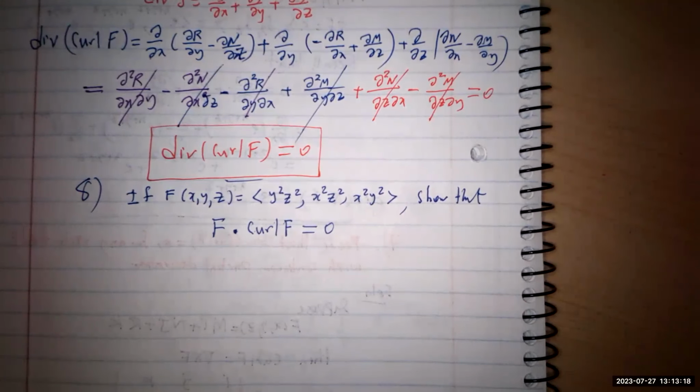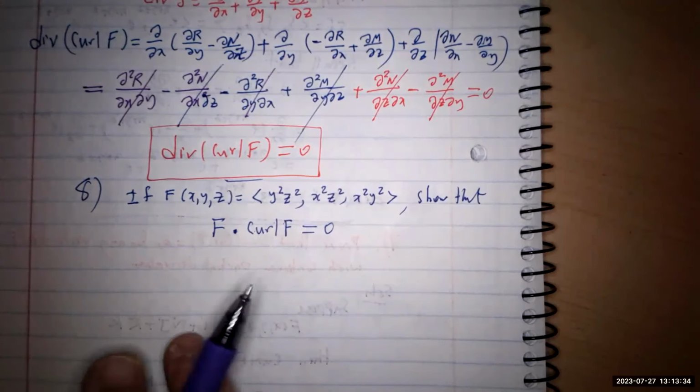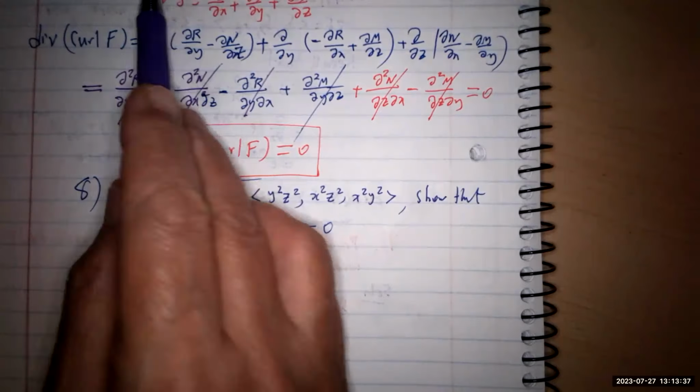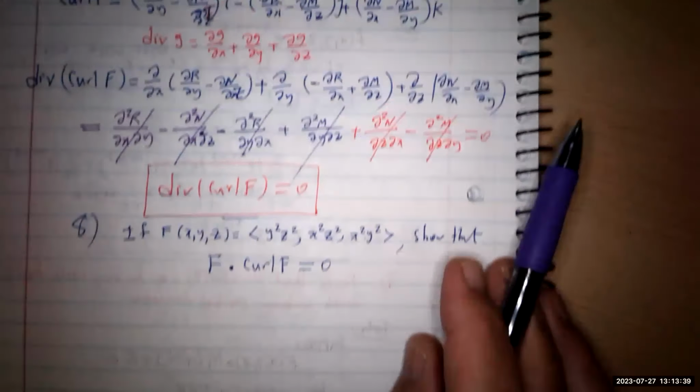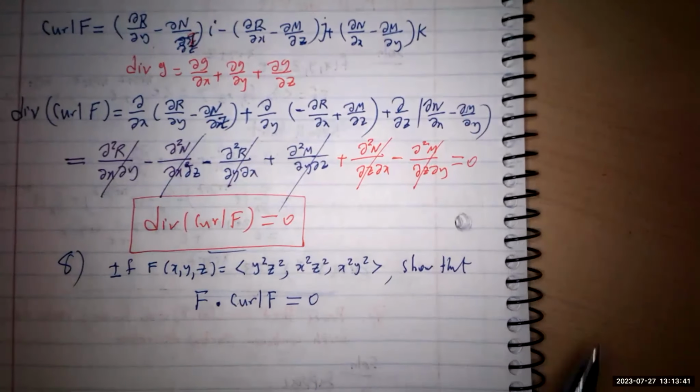So it's a straightforward problem. You find the curl, you already got the formula for it, and then you just take the dot product with F and show that this is going to be equal to 0. Okay, so not a big deal. So you already got the formula for the curl here. You can substitute or you can find it yourself.